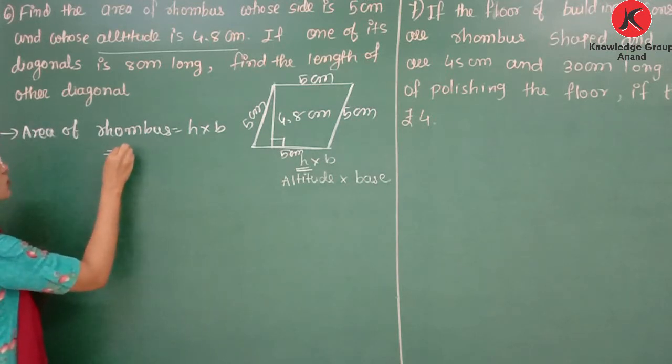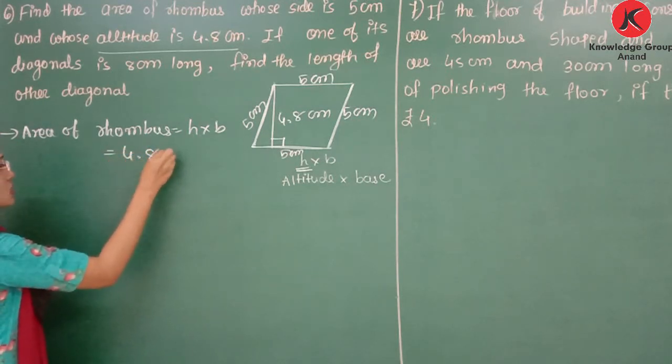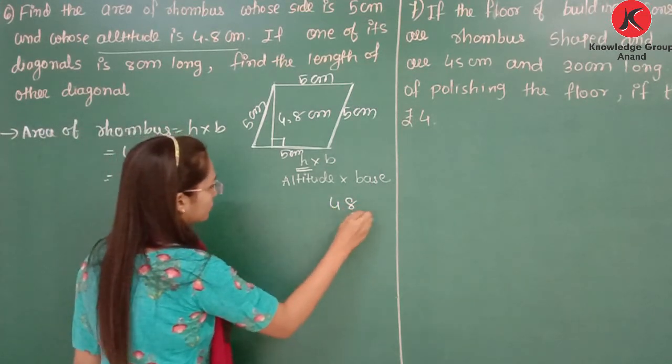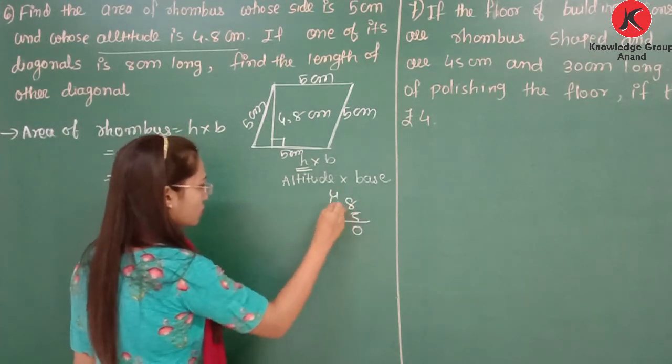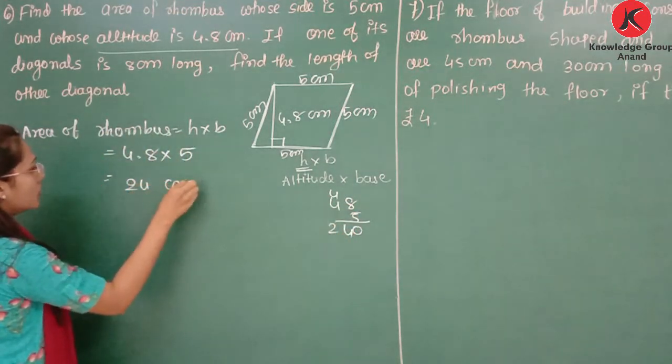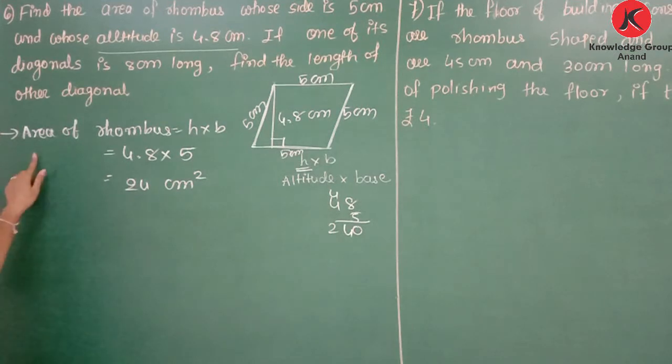So here altitude is 4.8 and base is 5. So multiply 4.8 with 5. So it is 24 centimeter square. That is what? Area of a rhombus. So we find area of rhombus is 24 centimeters square.